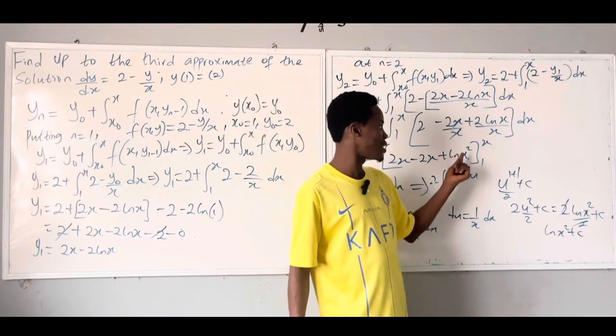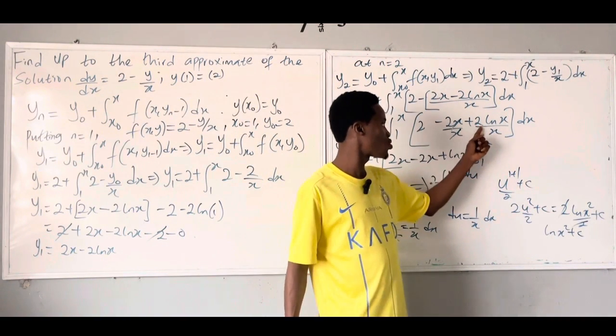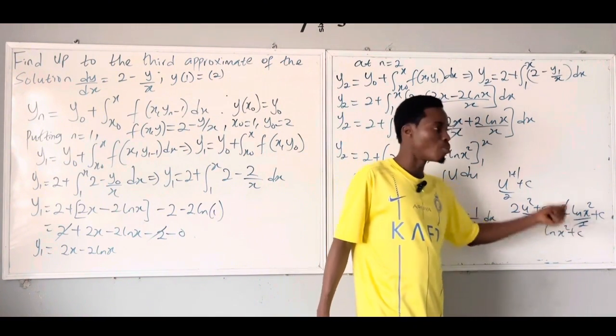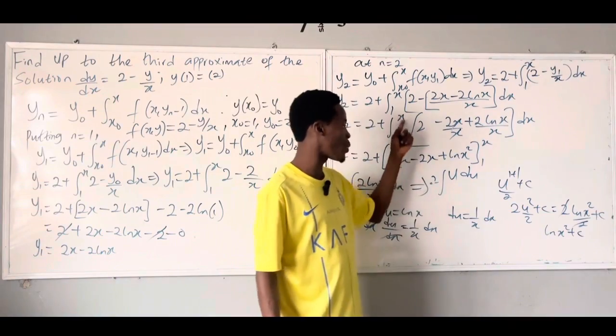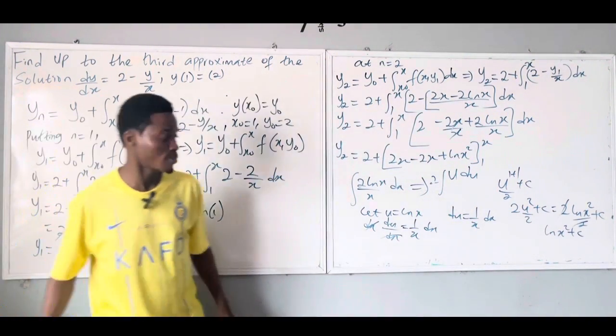I cannot just write ln s squared plus c. So it means if I integrate 2 ln s all over s, the indefinite integral, I'm going to have ln s squared plus c. But here, since it's a definite integral having an upper and lower limit, it is ln s squared. You can take a screenshot of this.